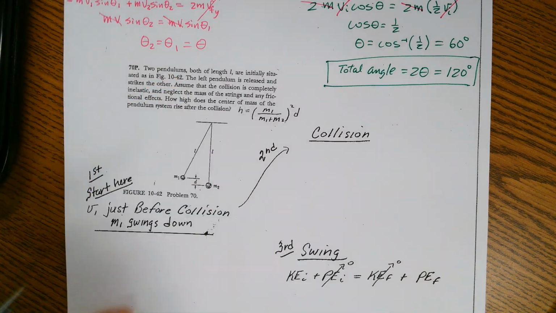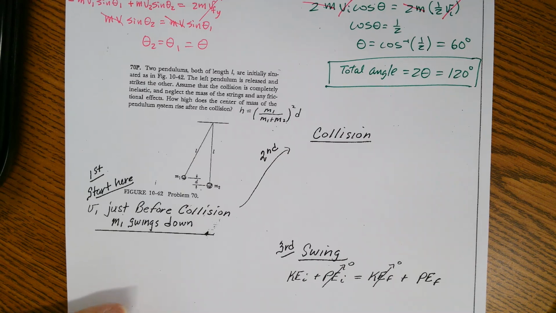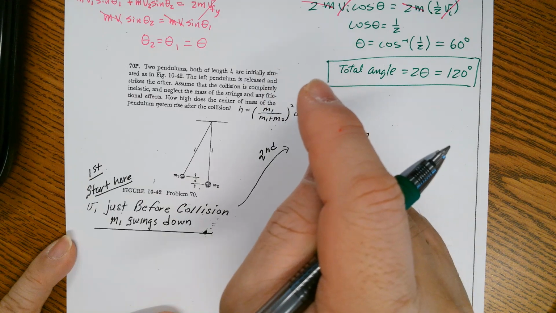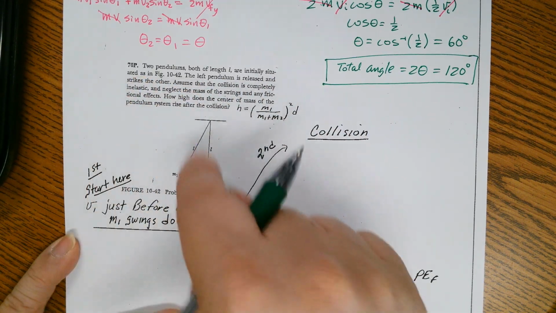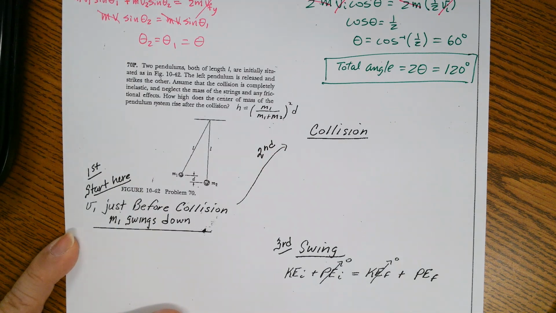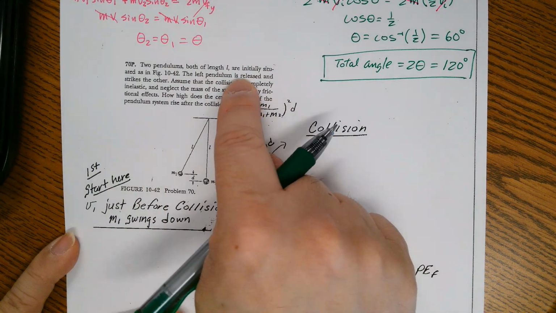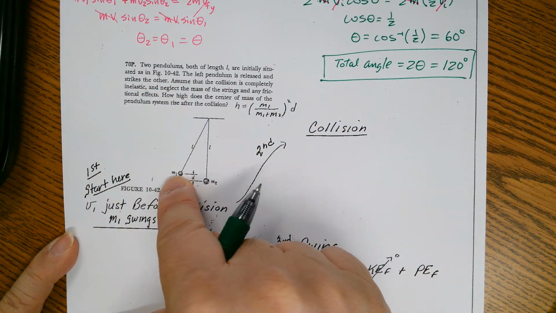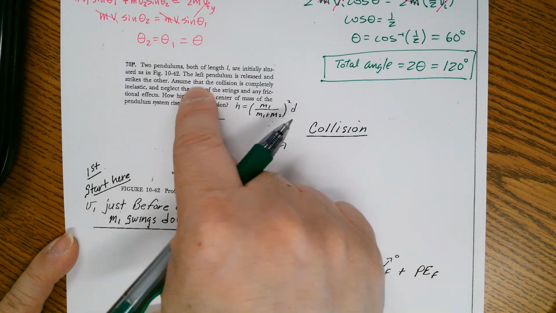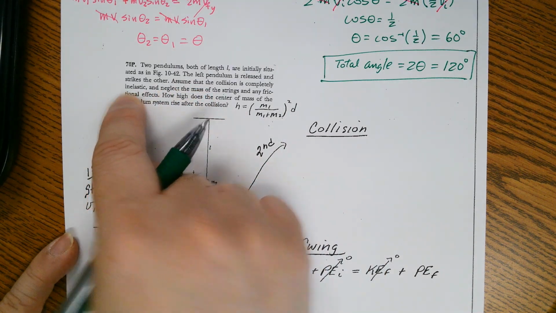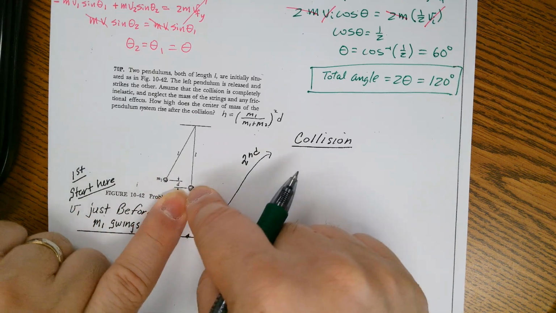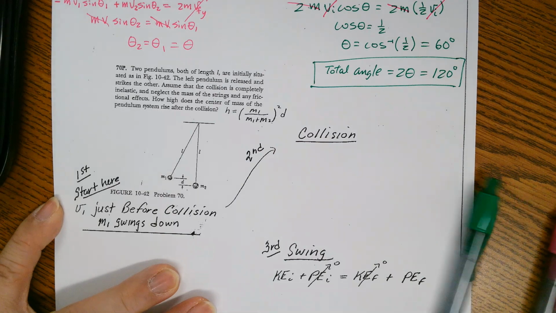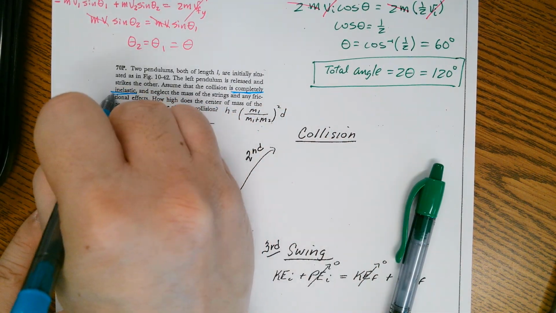70. Two pendulums, both of length L, are initially situated as drawn in figure 10-42. The left pendulum is released and strikes the other. So this is just like Newton's cradle, right? Assume that the collision is completely inelastic, but the difference is they stick together. In Newton's cradle, they don't stick together. So if it's completely inelastic, that means they stick together and become one.